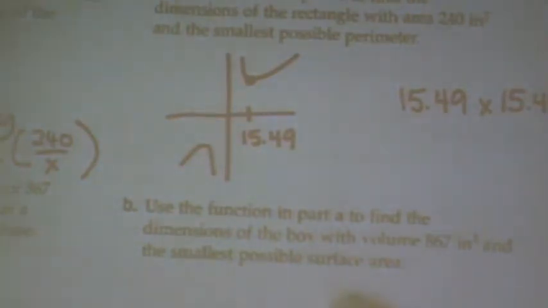Okay, one more. You have a box, and it has a square base. See if I can draw a box with a square base. Here's a box. It has a square base, meaning each of these sides we're going to call x. We don't know what the other dimension is, so we're going to call it y. It has a volume of 867.